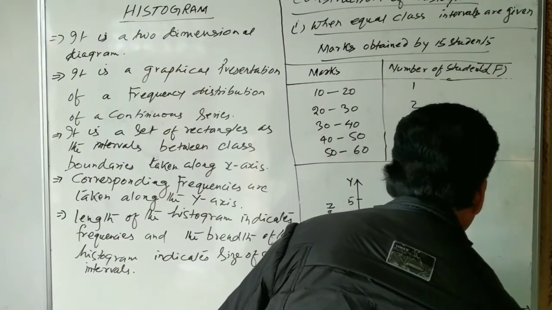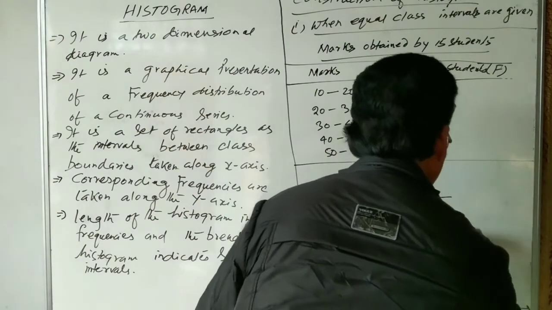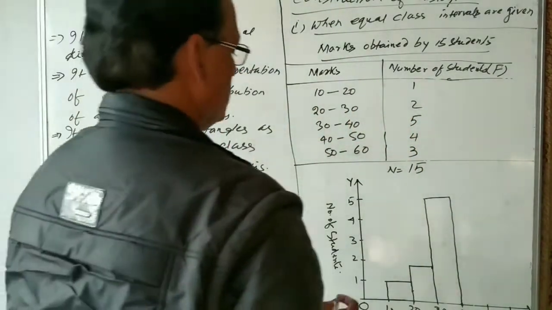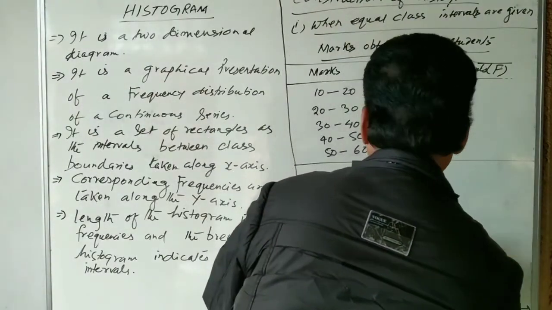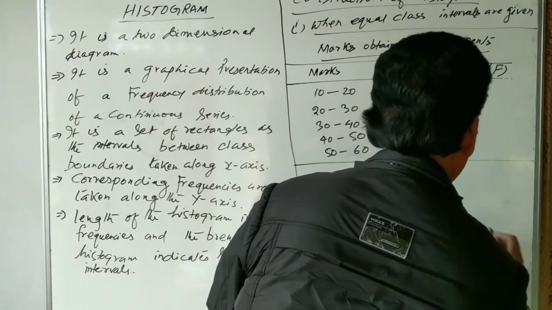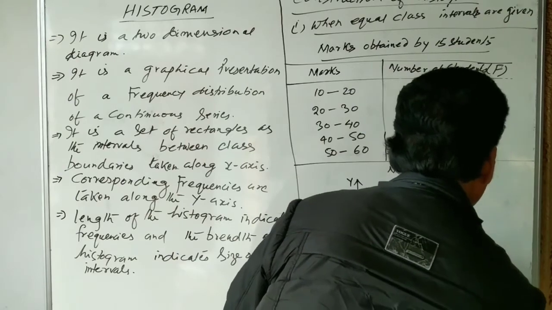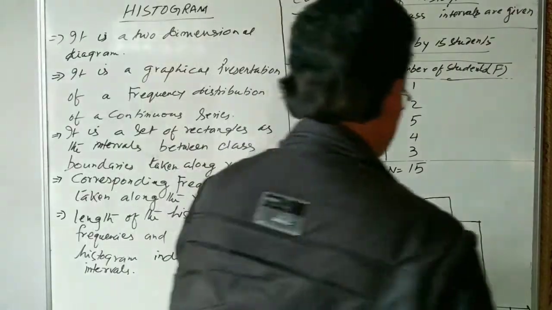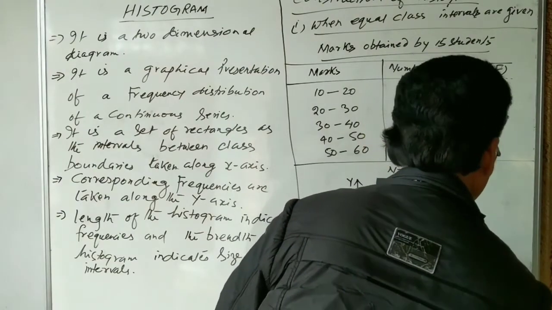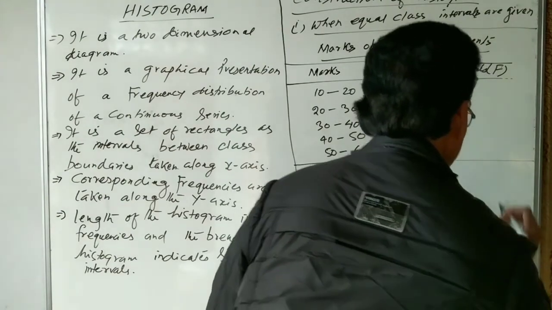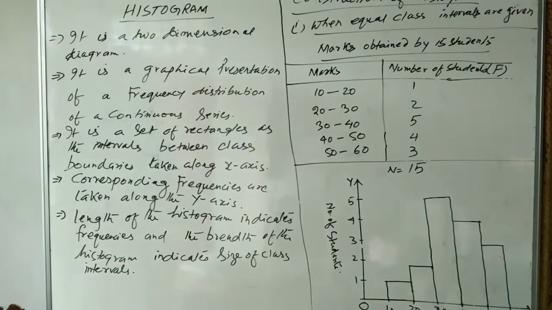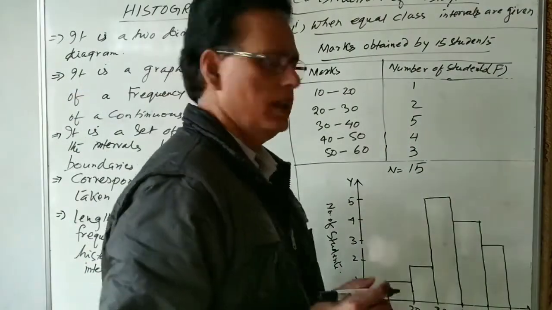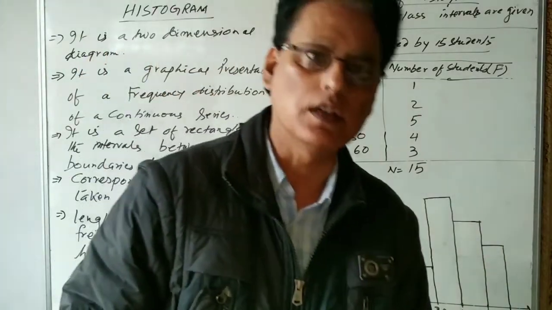Then 4 students. This is 4. And then 3 students have got 3. So this is the histogram. This is called a histogram. Let us see this through the histogram.